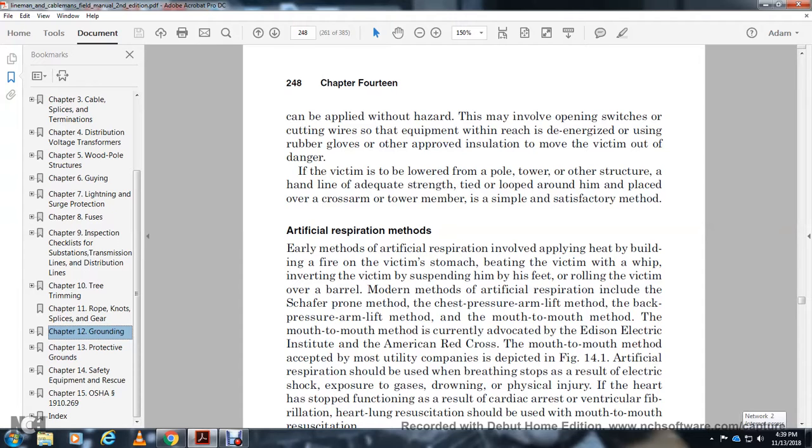If the victim is to be lowered from a pole, a tower, or other structure, use a hand line of adequate strength with a tie and loops around him, and place the rope over the cross-arm or tower member. This is a satisfactory method.